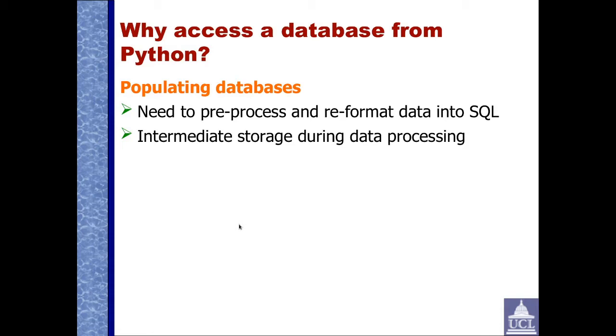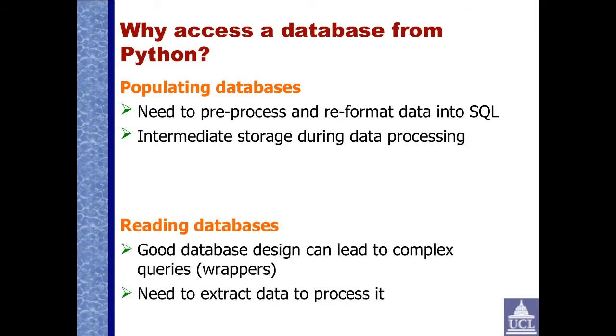Other examples include populating databases. We often need to pre-process data and reformat it into SQL in order to put it into a database. And sometimes having a relational database as some form of intermediate storage for data during complex data processing can be useful. We also want to be able to read data from a database. Good database design can lead to quite complex queries because you have split your data into multiple tables, and therefore you need some sort of wrapper to be able to extract the data in an easy way. And of course, we need to be able to extract data from a database in order to be able to process it.